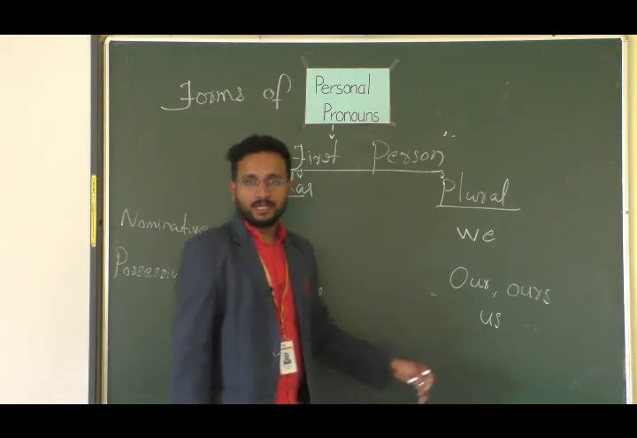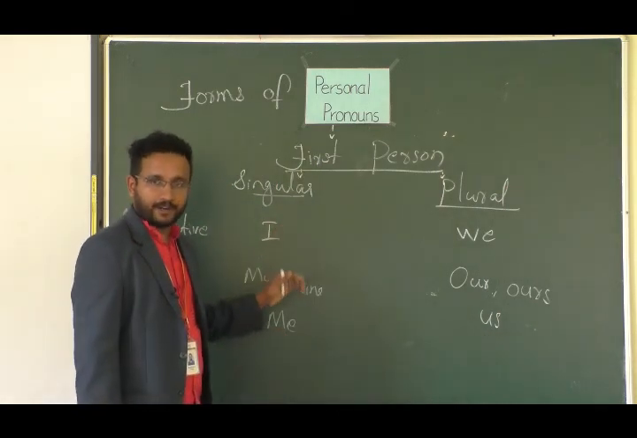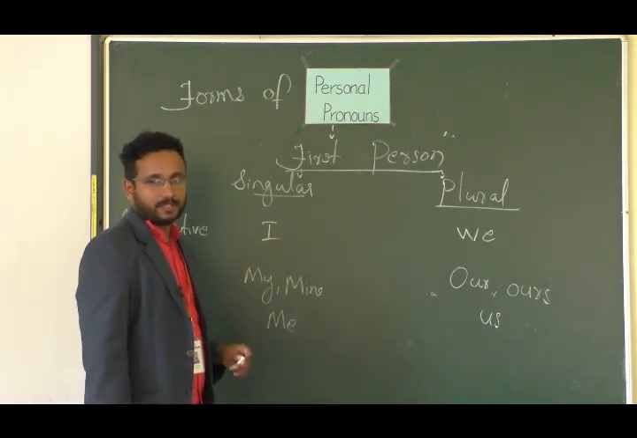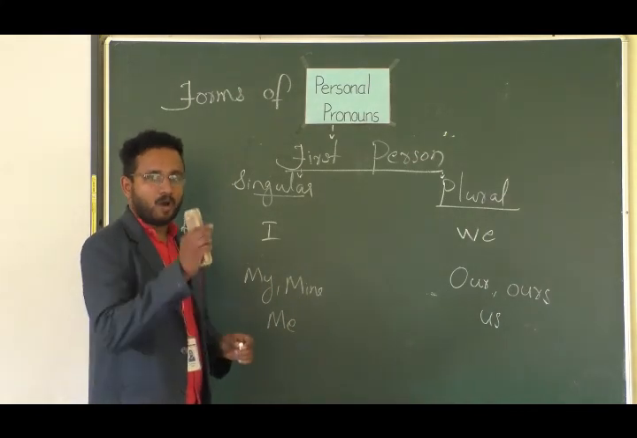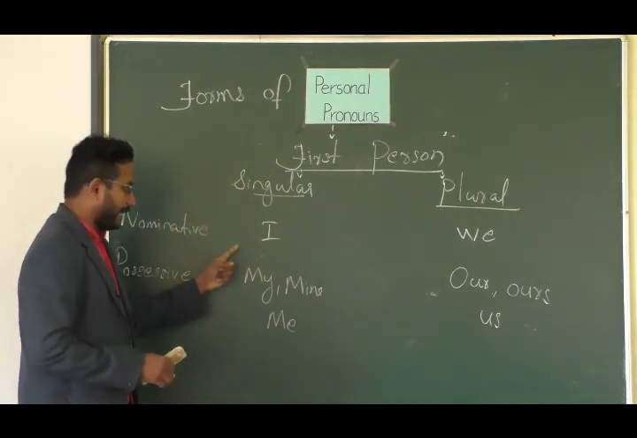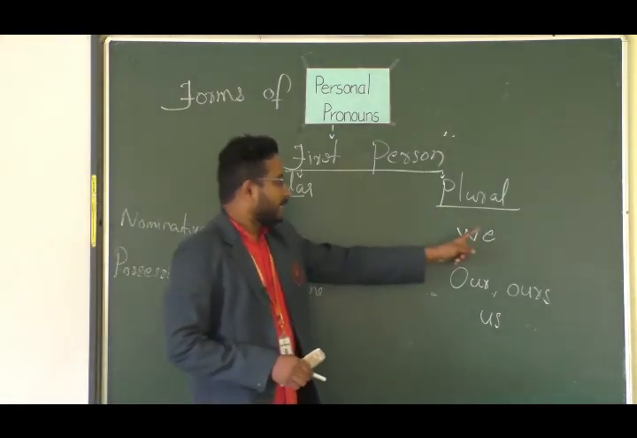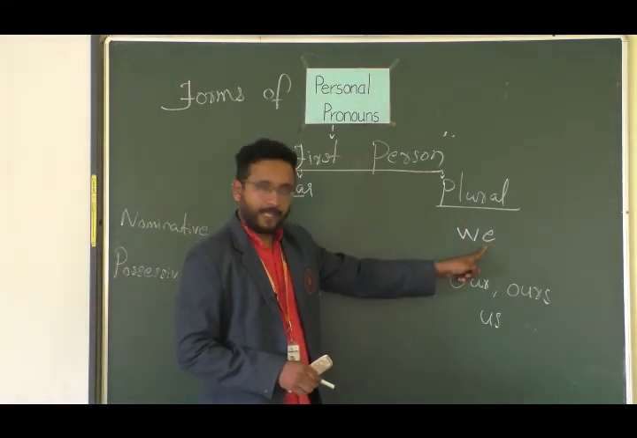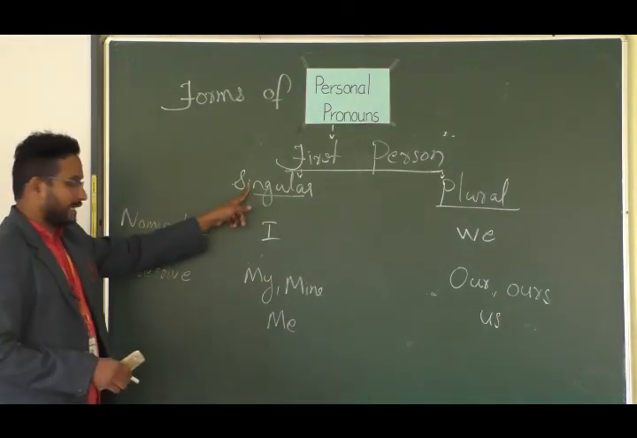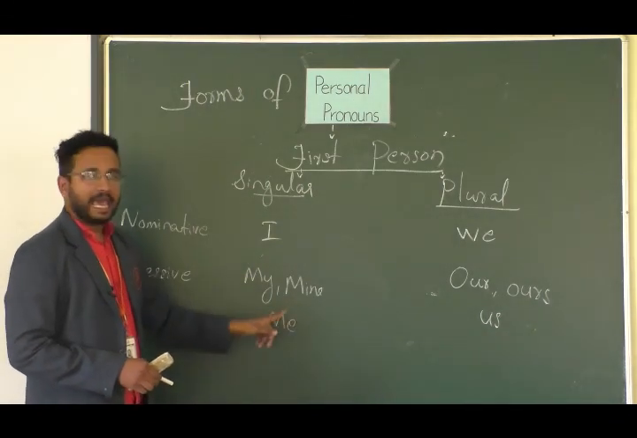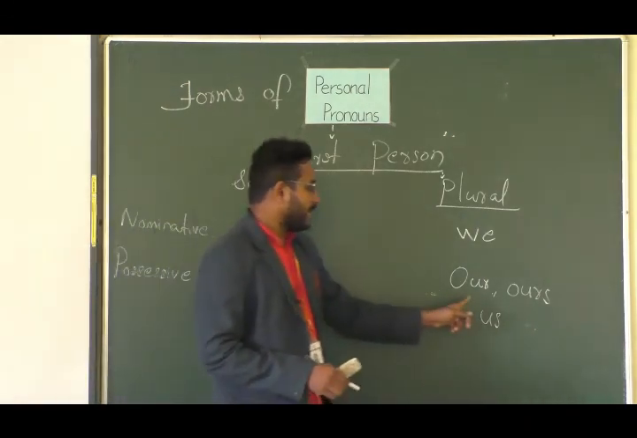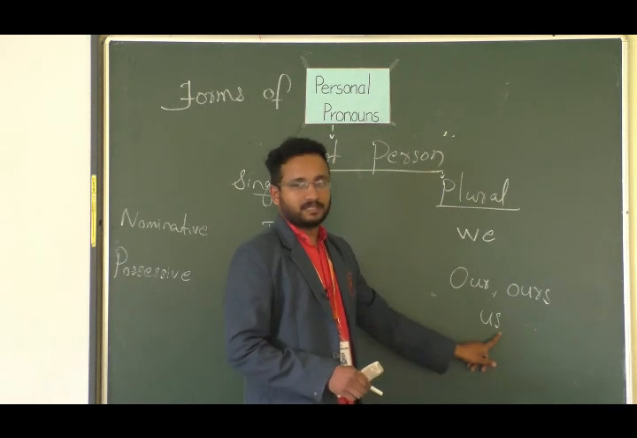Dear students, we are not going to see the examples here and now, but further in the video we'll see examples. Now you need to keep only one thing in mind, that the first person nominative case is I, and its plural nominative is we. Possessive singular for first person is my, mine, and me, and plural possessive for first person is our, ours, and us.